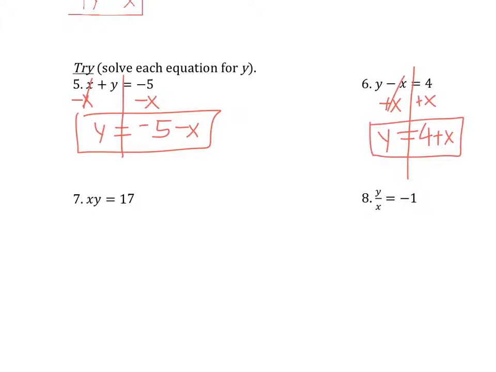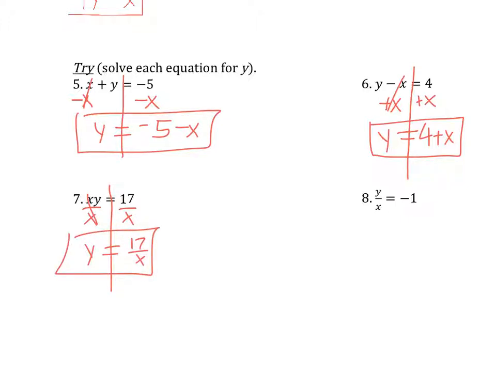Now that one's done. Number 7, y or xy is like x times y. My opposite operation would be divide by x. And I'm left with y equals 17 over x.